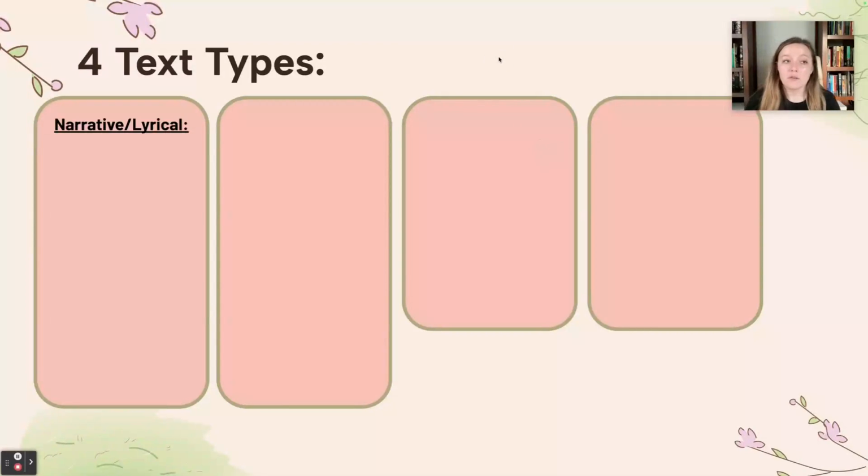The first one, the one that you're probably the most familiar with at this point, is narrative and lyrical. Now, I kind of smush these two together and call them literary texts because they are literature. They are meant to entertain and express your emotions.